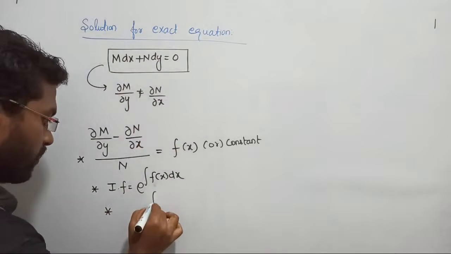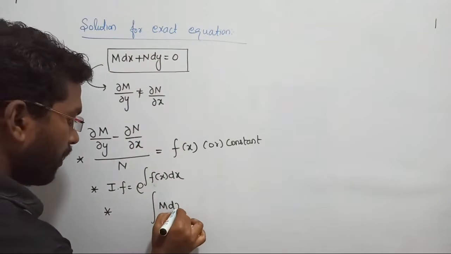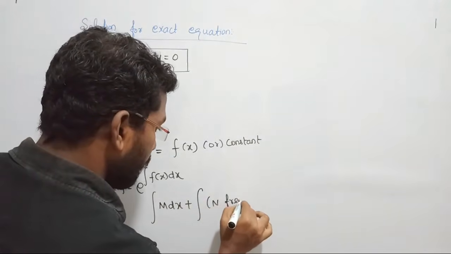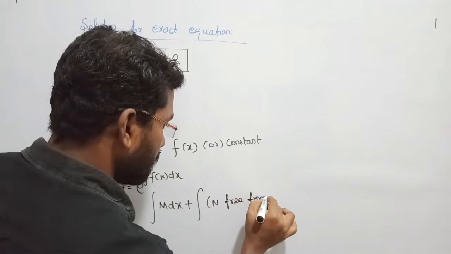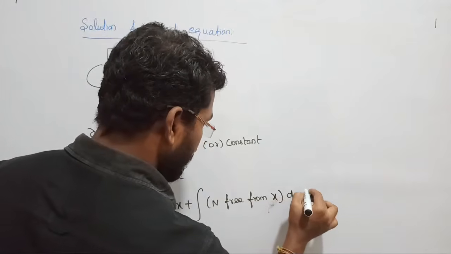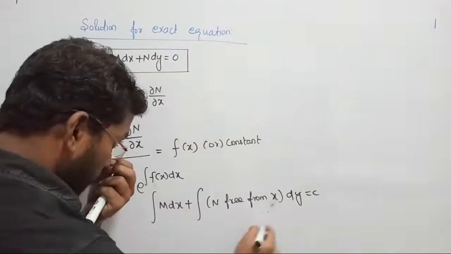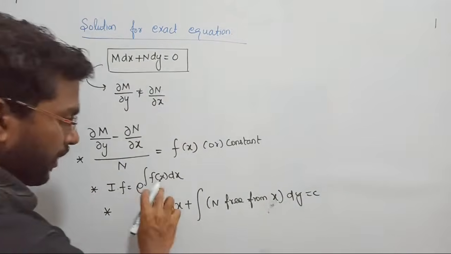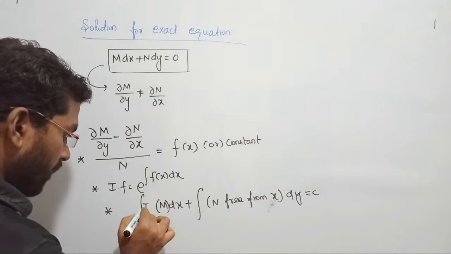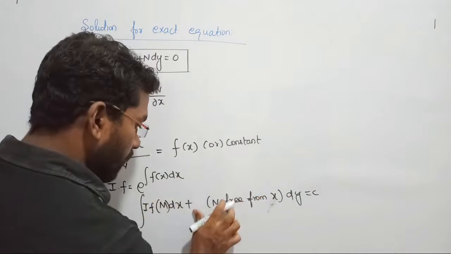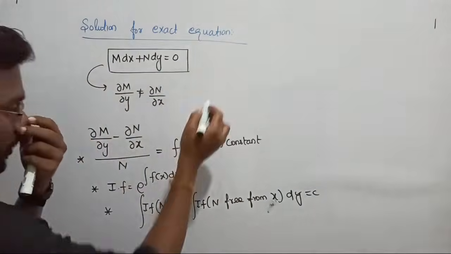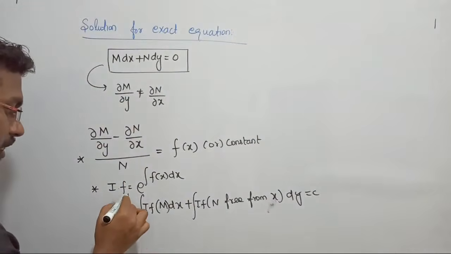Next step you can proceed: integral of the same formula, m into dx plus, wait one second, that is n, that is free from x, with respect to dy, equal to c. There are no mistakes, but this whole function will be multiplied by the integral factor. That's very important. The integral factor you found, multiply this function by it, and then you can take the integration. That is the final step.